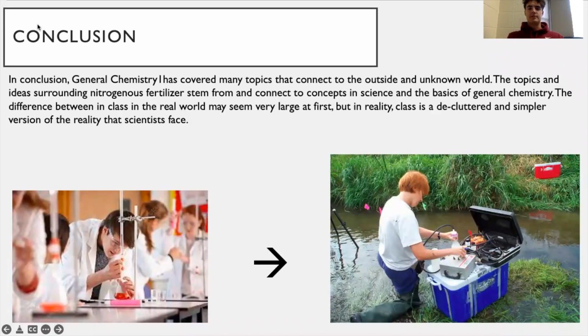In conclusion, General Chemistry 1 has covered many topics that connect to the outside and unknown world. The topics and ideas surrounding nitrogenous fertilizer stem from and connect to concepts in science and the basics of general chemistry. The difference between in class and in the real world may seem very large at first, but in reality, class is a decluttered and simpler version of the reality that scientists face.